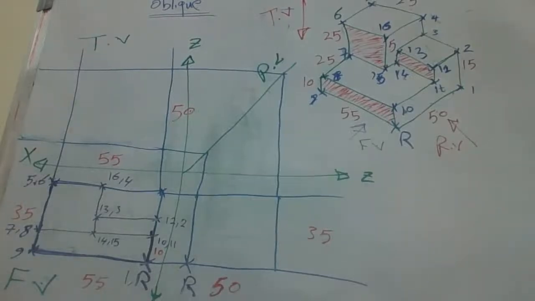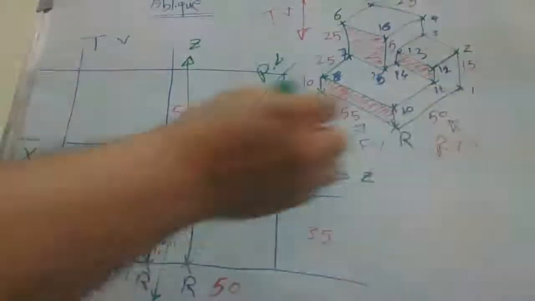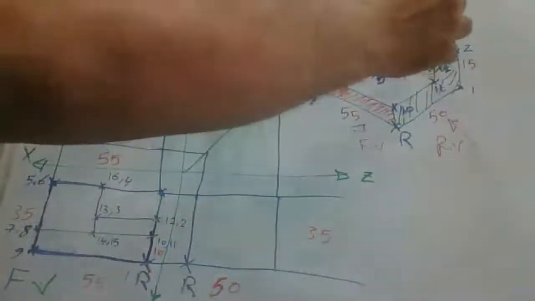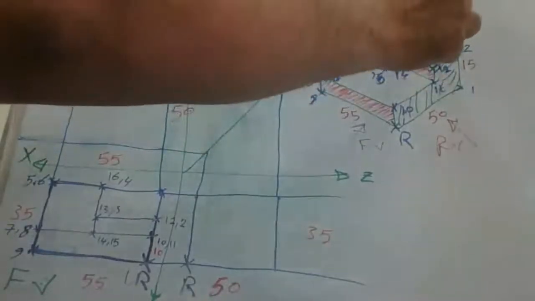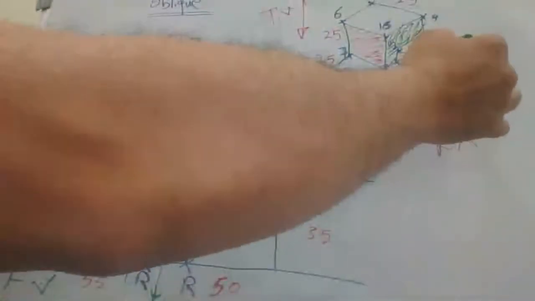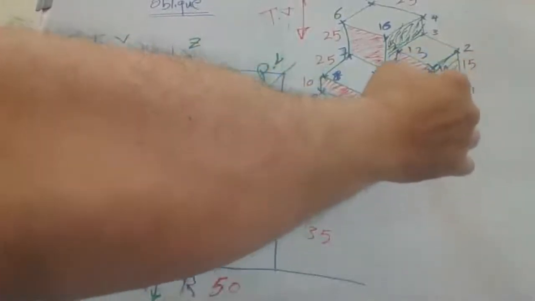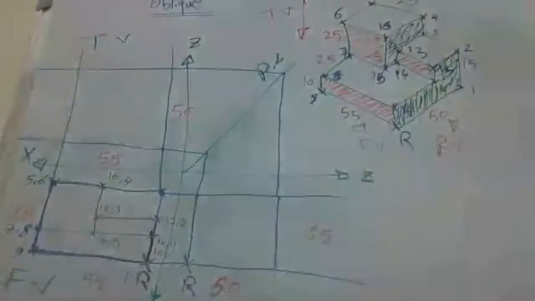The other projection here is the right side view. From the right side view, we can see this surface and this surface. See here, I draw on the sketch, not on the main shape. The main shape, we have to keep as is, not to draw or write anything on it.